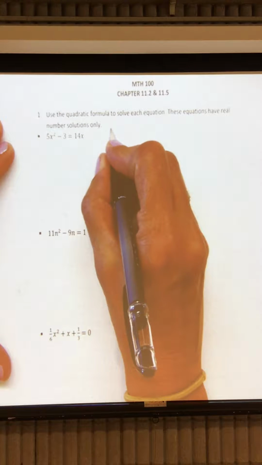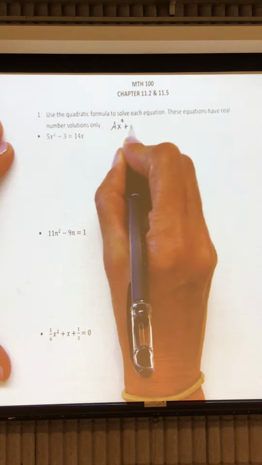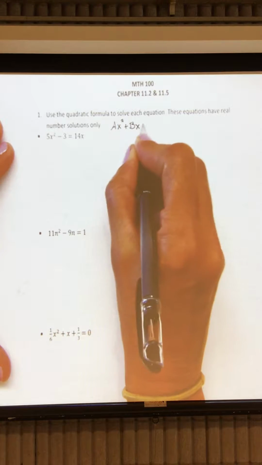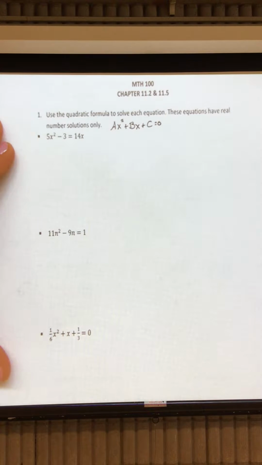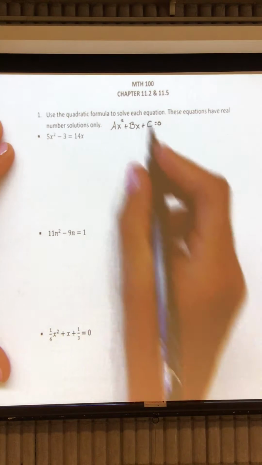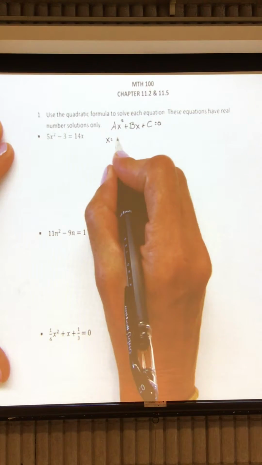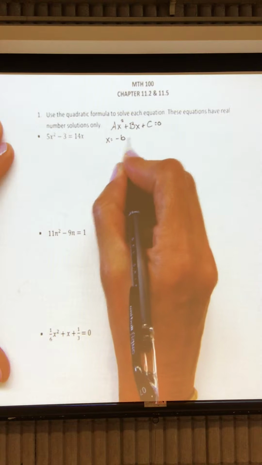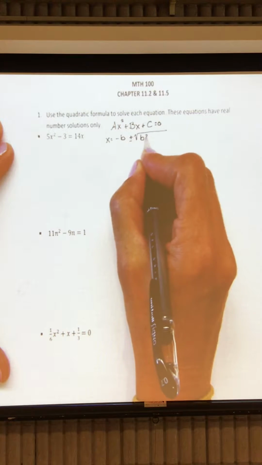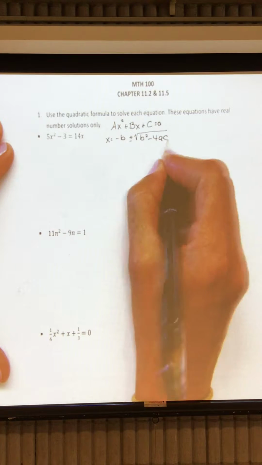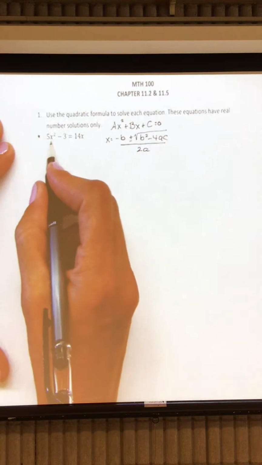So let's remember to write down the quadratic equation in standard form, which is ax squared plus bx plus c is equal to 0. So that's your quadratic equation in standard form. And let's write down our formula for the quadratic equation. So the quadratic formula is negative b plus or minus square root b squared minus 4ac all over 2a. So knowing that, let's look at our problem.